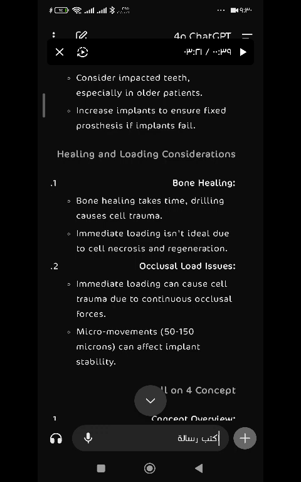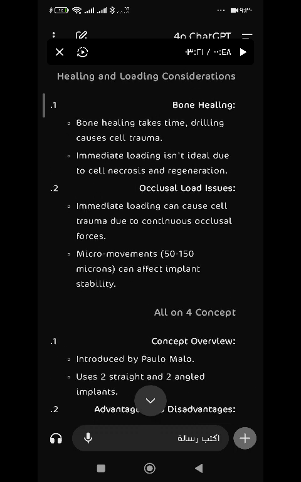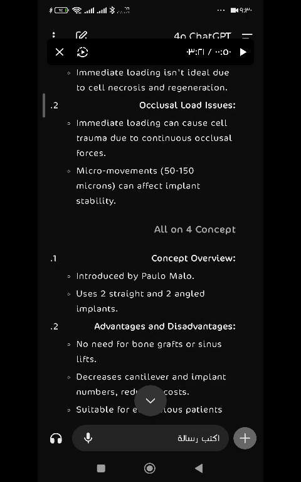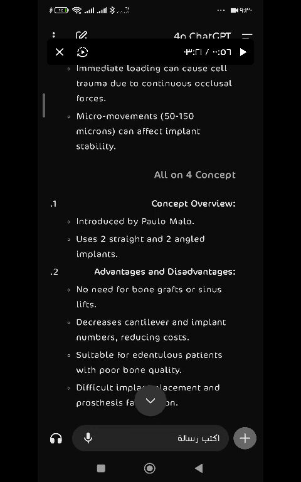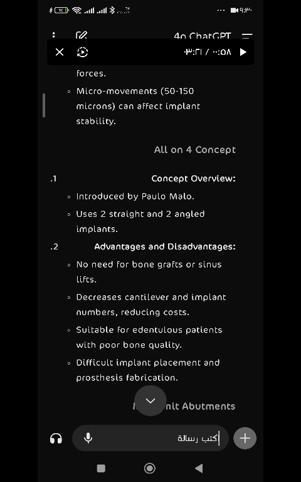4. Healing and loading considerations. For bone, healing takes time. Drilling causes cell trauma. Immediate loading isn't ideal due to cell necrosis and regeneration. 5. Occlusal load issues. Immediate loading can cause cell trauma due to continuous occlusal forces. Micro movements, 50 to 150 microns, can affect implant stability.